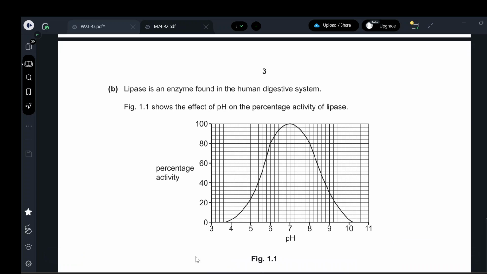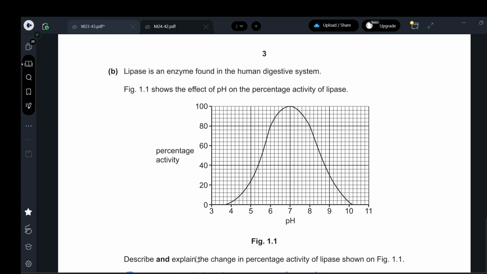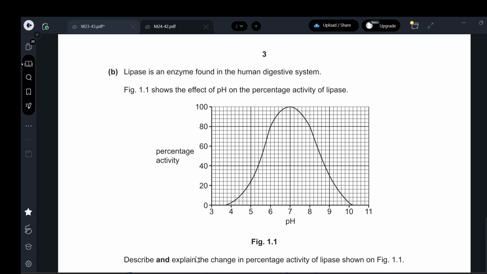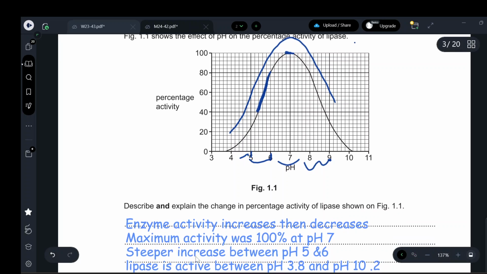Okay. Lipase is an enzyme found in the human digestive system. The graph shows the effect of pH on the percentage activity of lipase. Describe and explain. To describe the graph, you will first say the general trend. As the pH increases, the percentage activity increases and then decreases. Maximum activity was 100% at pH 7. It had a steeper increase here, between 5 and 6.